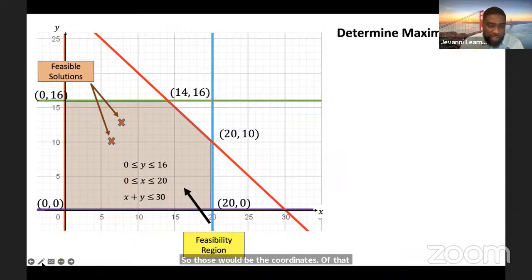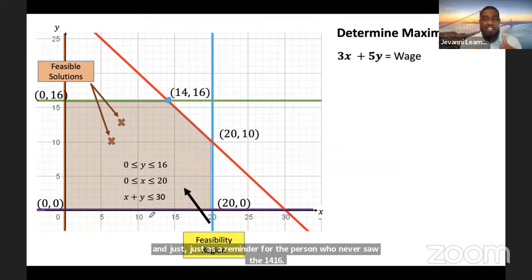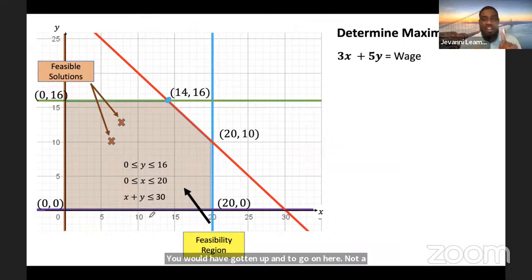Sir, where is the 14, 16? All right, the 14, 16. So it would be right here, right? In the blue line, the blue point, sorry, right there. Okay, thank you. And just as a reminder, for the persons who never saw the 14, 16, you would have gotten a pentagon, yes, not a hexagon. It's either one thing or the other; one of them is wrong.